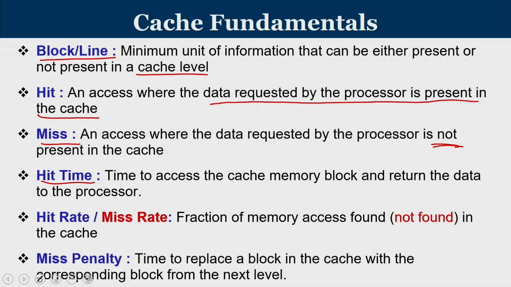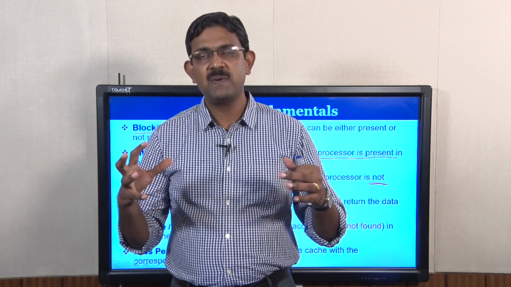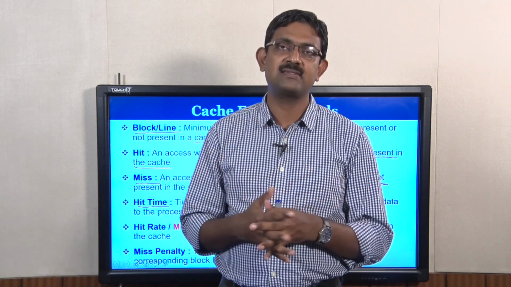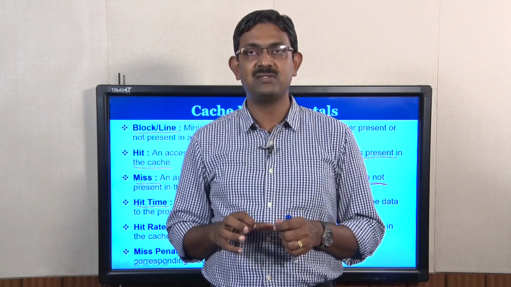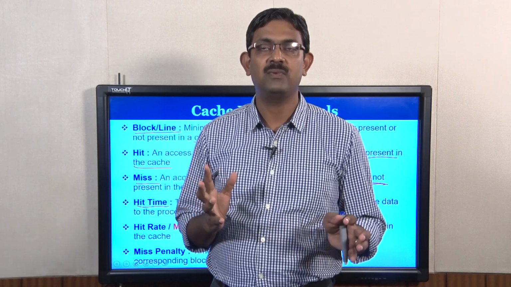So what is miss penalty? Miss penalty means that not all your accesses in the cache will be a hit. At times you get a miss also. Once it is a miss, from that time onwards, you go to the next level of memory, bring a block of data, keep it in the appropriate place in the cache, and then supply the word.